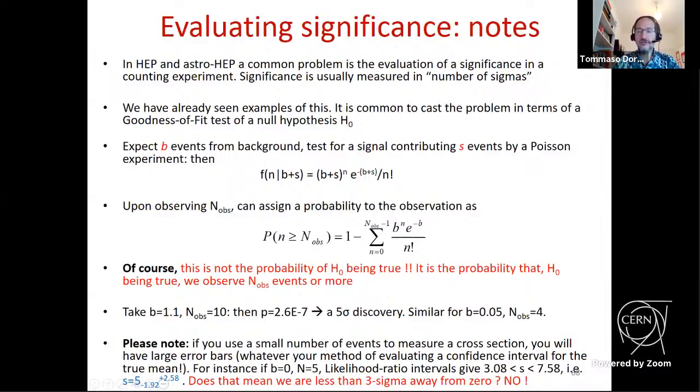The negative fluctuation. But this is a false observation, because in fact the significance of observing 5 events is infinite. So please don't confuse yourself into counting how far away you are from 0 in number of observed standard deviations. This is not something that you can do in this case. Okay, I hope this is clear.